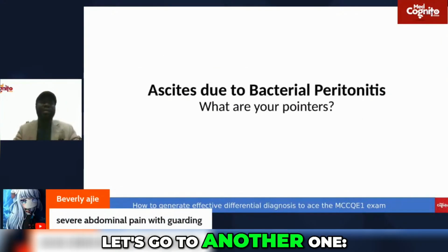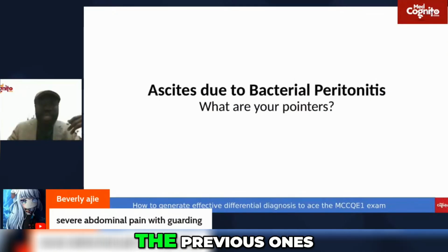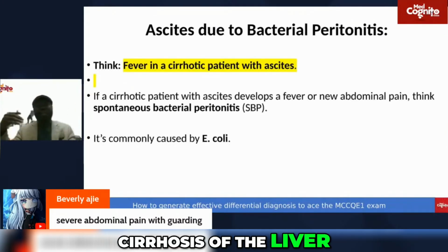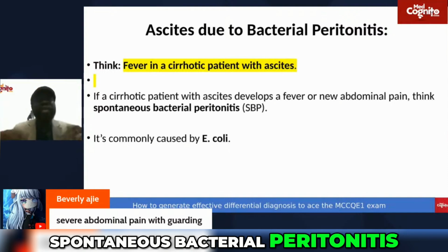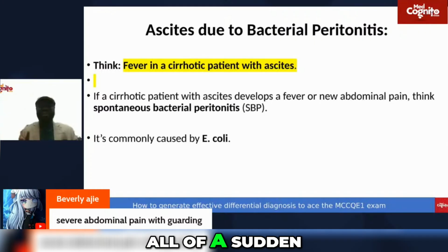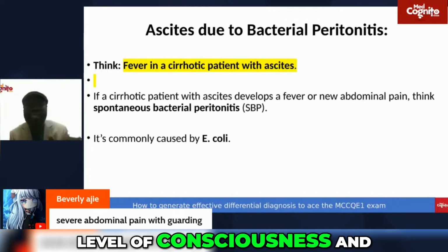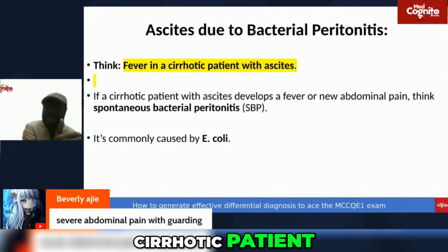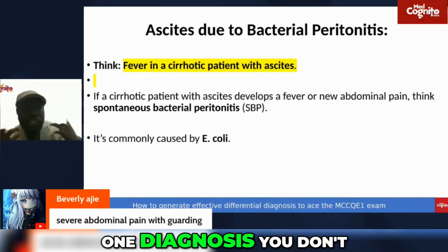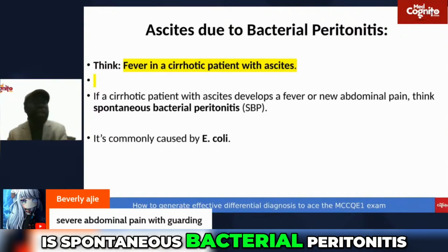Okay, let's go to another one. Ascites due to bacterial peritonitis. It looks similar to the previous one, so I'm not going to belabor the point. If you have somebody who has cirrhosis of the liver, I'm talking about spontaneous bacterial peritonitis. This patient has ascites, and then all of a sudden, this patient has started developing fever. At times, they may even develop some altered level of consciousness. If you have a cirrhotic patient with ascites who develops fever or new abdominal pain, one diagnosis you don't want to forget about in your board exam is spontaneous bacterial peritonitis.